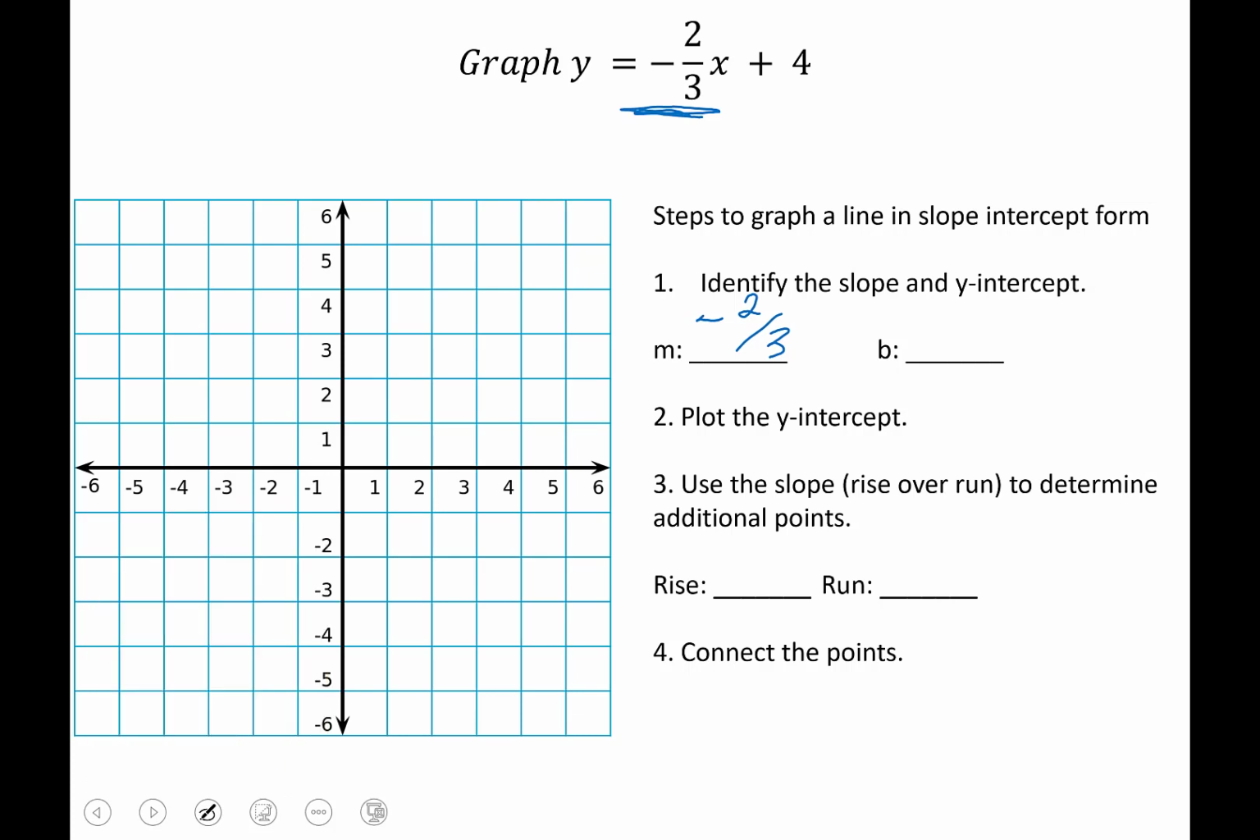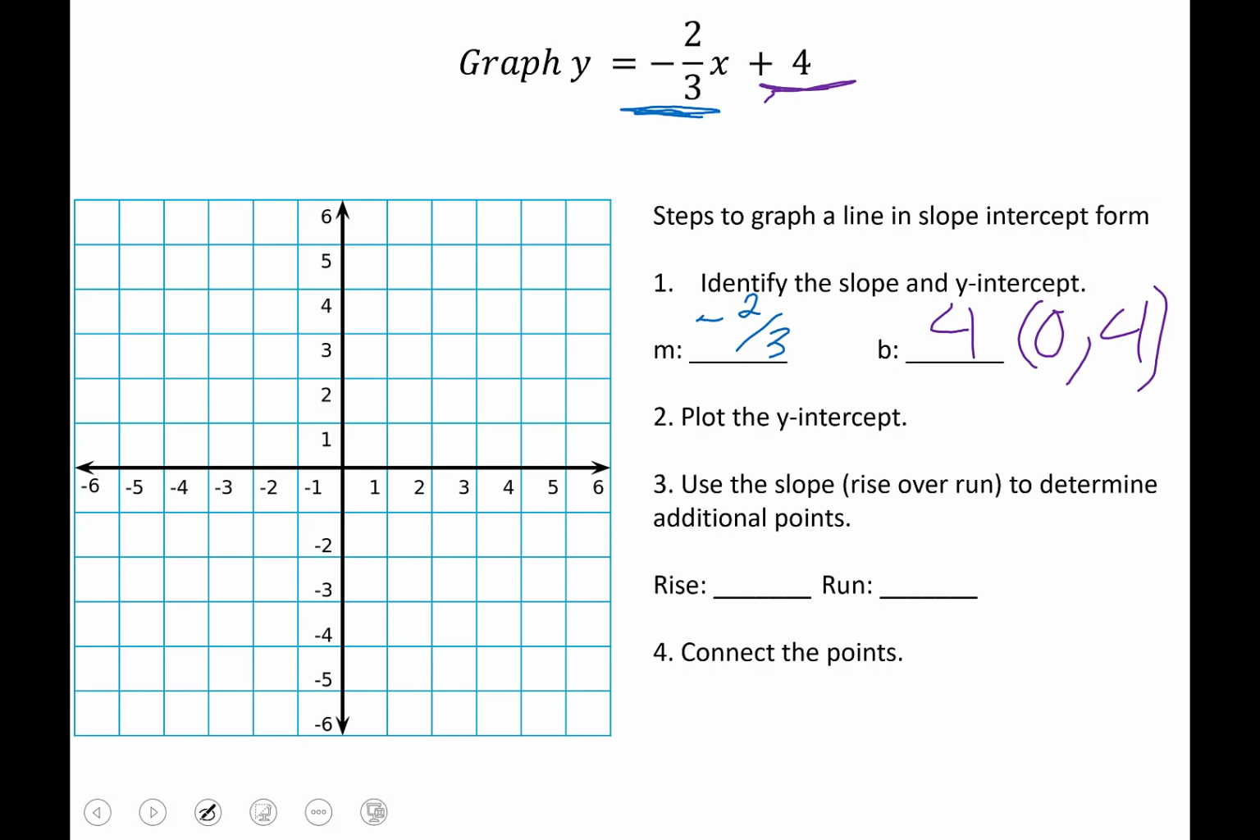My b in this case is the number that's adding or subtracting, depending on which. It's either adding or subtracting to the x. So in this case, the +4 is adding to x. So my b, or my y-intercept, is +4, or we could say the point (0, 4). All right, so now that we've got those two pieces of information picked out, we know what they are.